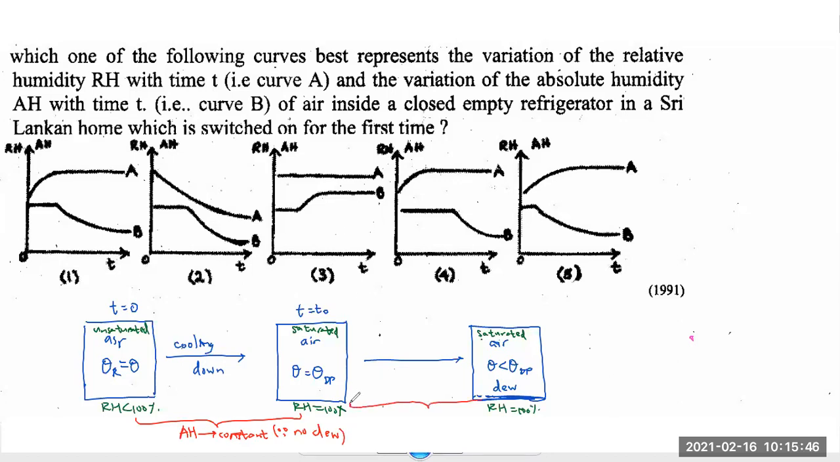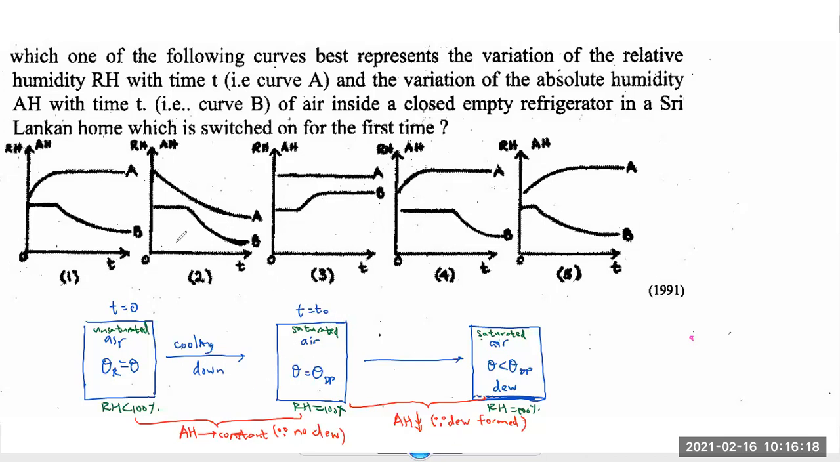And here, absolute humidity is going to reduce with time because dew is formed, and the mass of water vapor in the system is reducing. Right, fine. Now, the important thing is these two, AH starting to reduce and RH becoming 100, they both should happen at the same time. That's very important. Both should happen at the same time. That is the idea of this question.